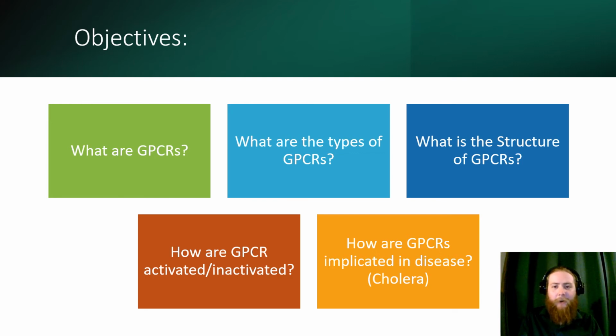We're going to break apart the different parts of a GPCR and show how those help that molecule have the function that it does. We're going to talk about how G protein-coupled receptors are activated and then how they are inactivated. And we're going to be using epinephrine as an excellent example of this. And then we're going to talk about an example of what happens when GPCRs are implicated in disease. And we're going to specifically talk about cholera and Vibrio cholerae.